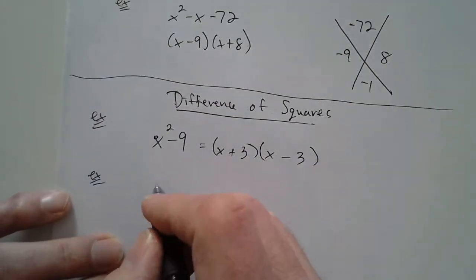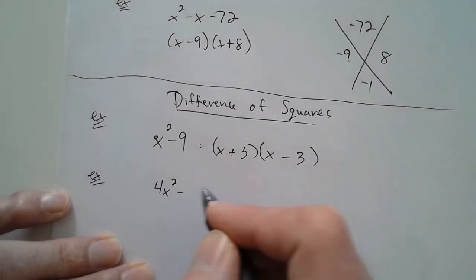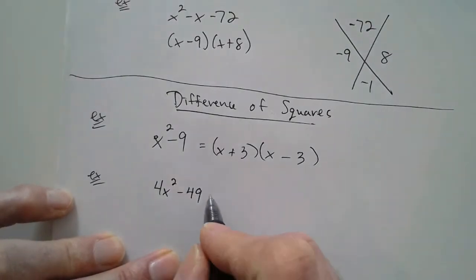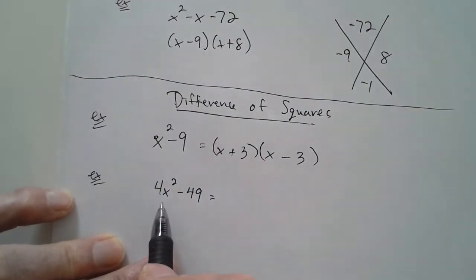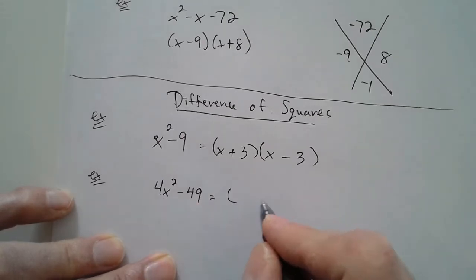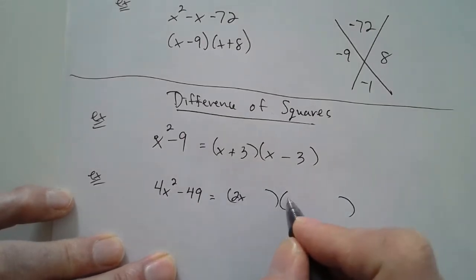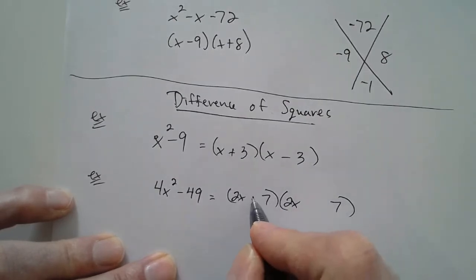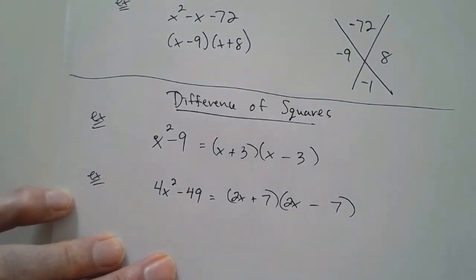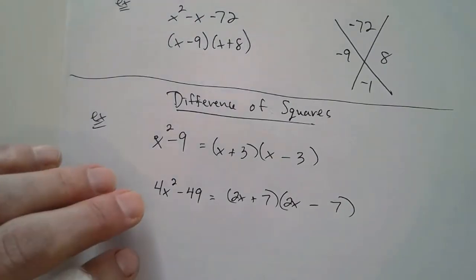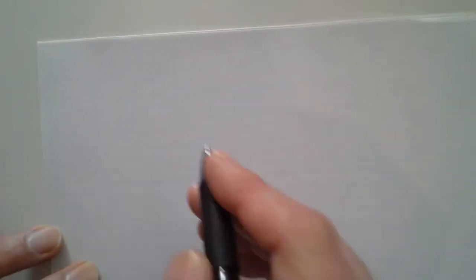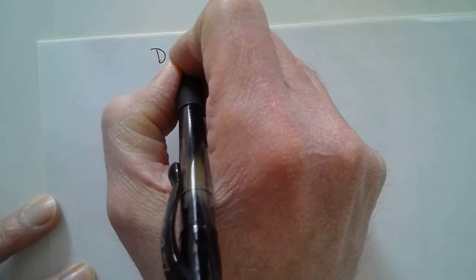You might have 4x squared minus 49. Well, that's a perfect square. What do I have to square to get 4x squared? That'd be 2x. And 7 squared is 49. We add 1, we subtract 1. So that's difference of squares. There's a difference of cubes. And there's a sum of cubes, but we'll do difference of cubes.